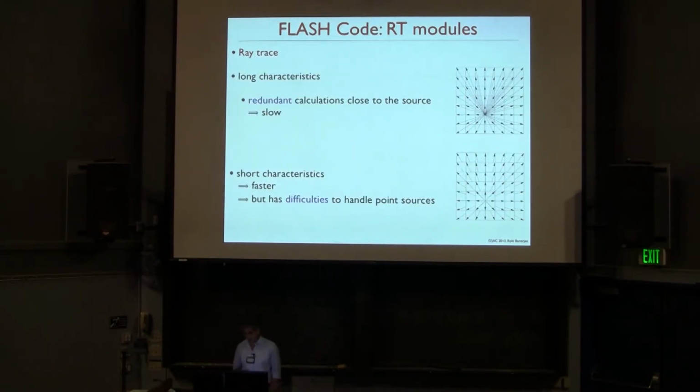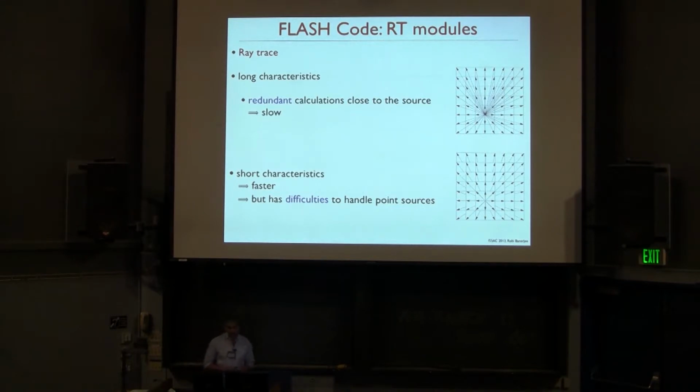And of course, these two approaches have pros and cons. The long characteristic has the disadvantage that you have a lot of essentially redundant calculation as you get closer and closer to your source, and hence it is relatively slow. I think it should scale with something like n to the 4th, where n is the number of grid points here. For the short characteristic, it is faster.